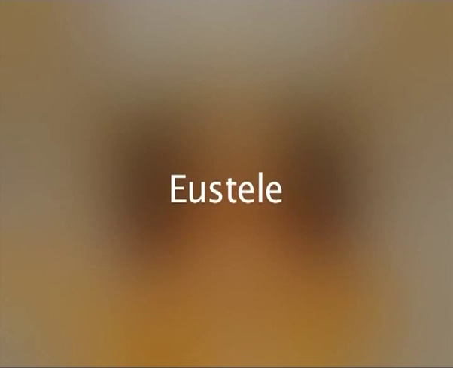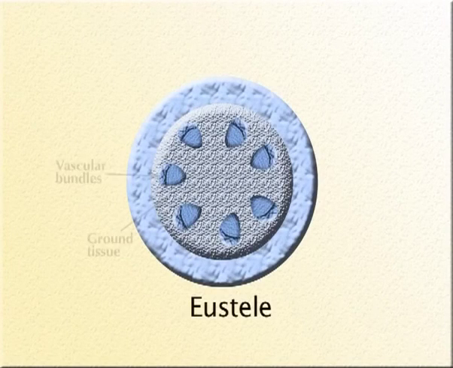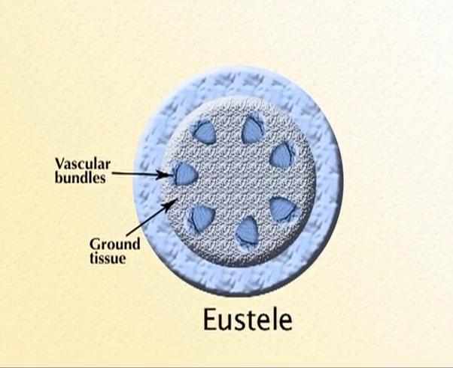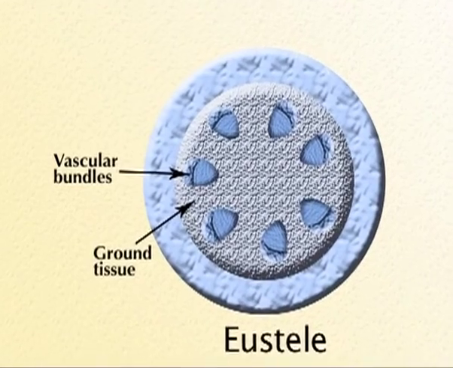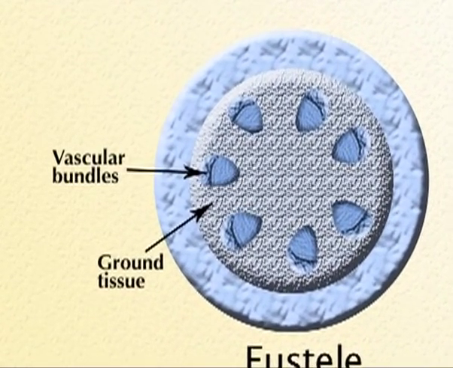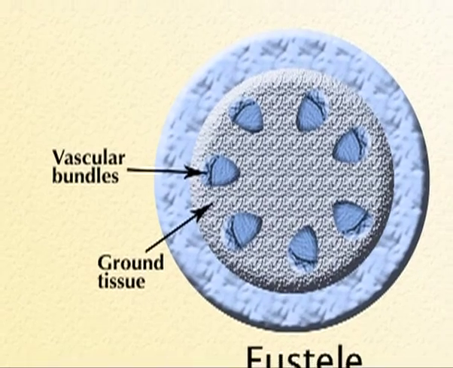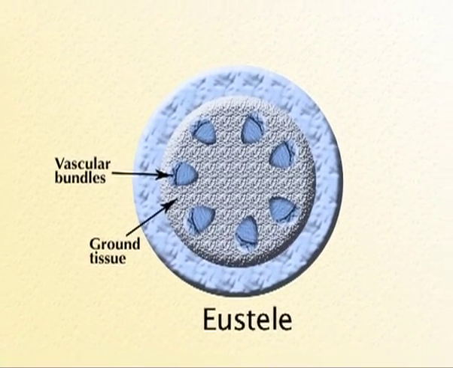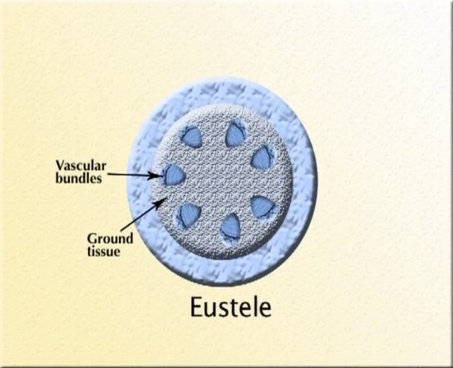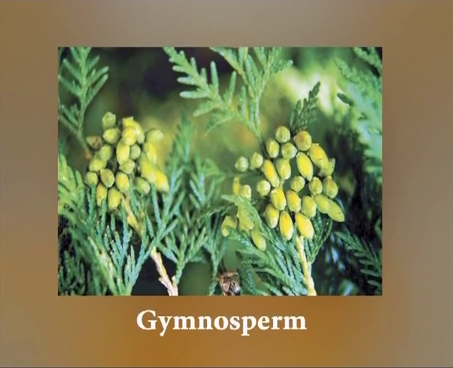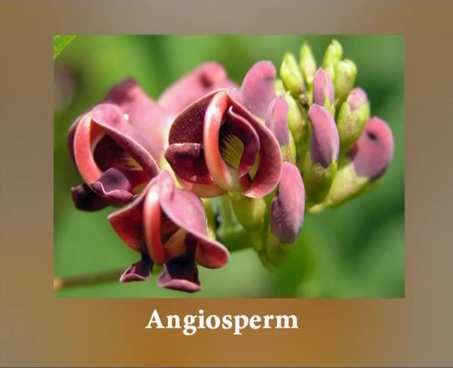Eustele. This is a modification of siphonostele in which the vascular system consists of a ring of collateral or bicollateral vascular bundles. These are separated from one another by wide medullary or interfascicular regions, and the leaf gaps are not clearly distinguishable. It is found in the stems of gymnosperms and angiosperms.